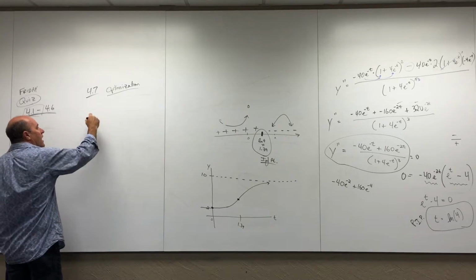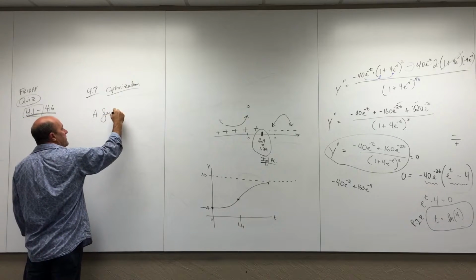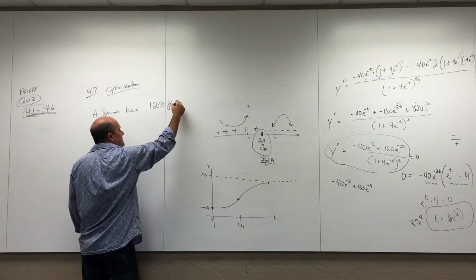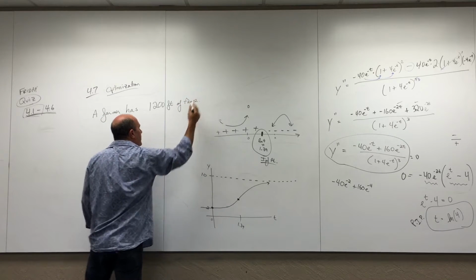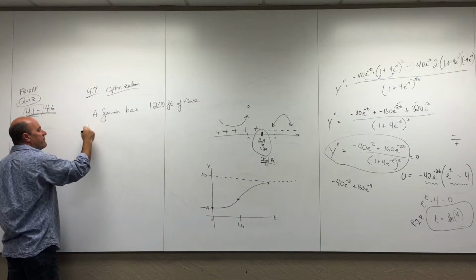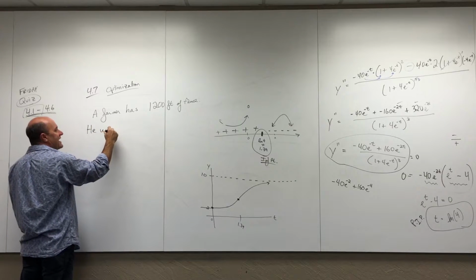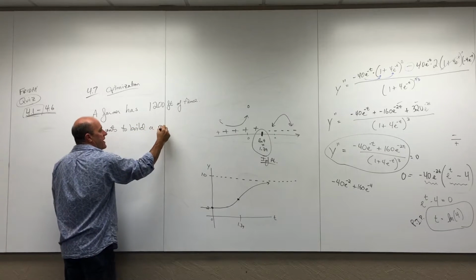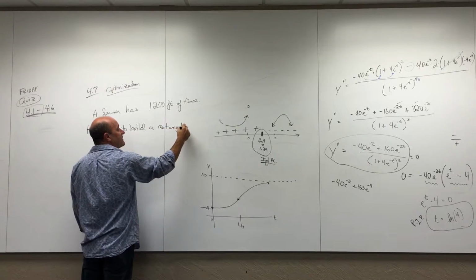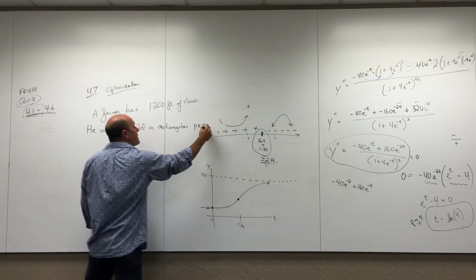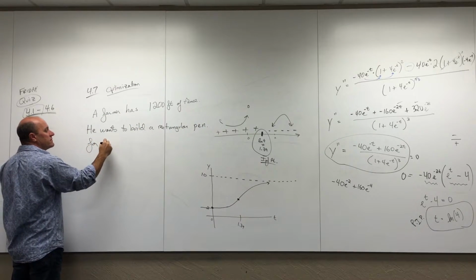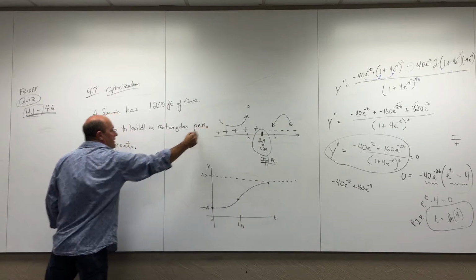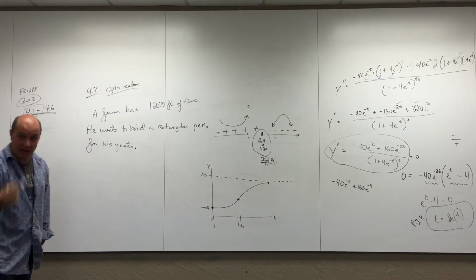Here's one I'm making up. A farmer has 1,200 feet of fence. He wants to build a rectangular pen for his goats. You didn't know farmers needed calculus, did you? Also, farmers don't know how to punctuate. They put periods right in the middle of sentences. Farmers are a trip. They need calculus, though.